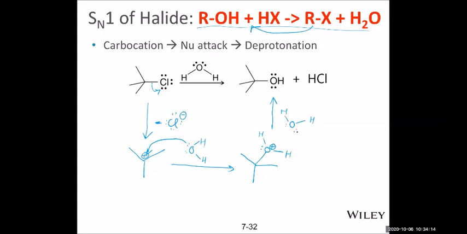Use a lone pair to take away. This is typical proton transfer. It's just like in chapter 6. Two arrows. Take away one proton. So deprotonation. This is the last step, deprotonation. And after deprotonation, it becomes the final alcohol.